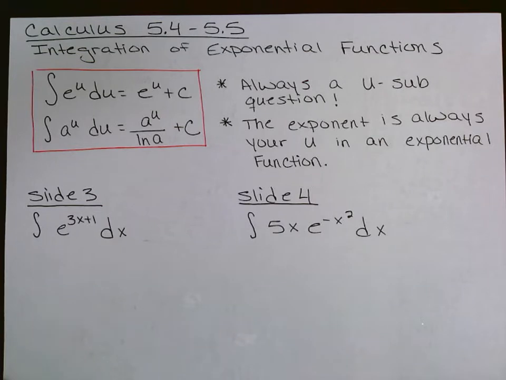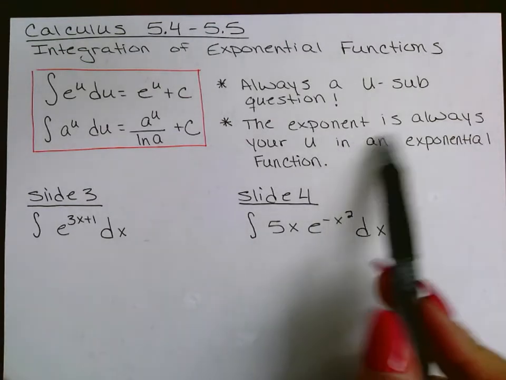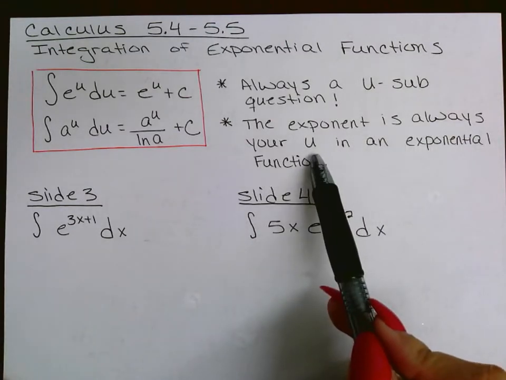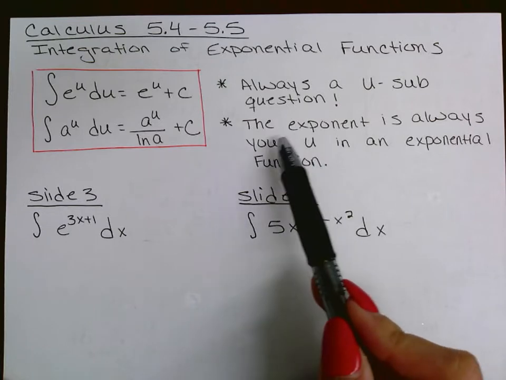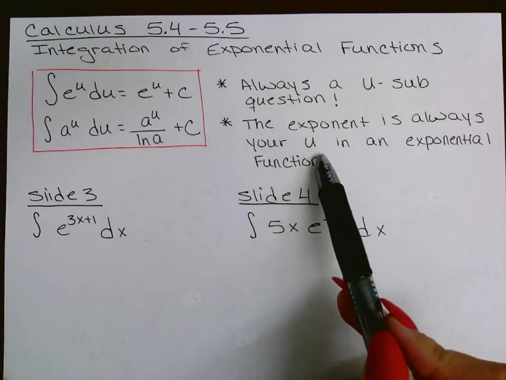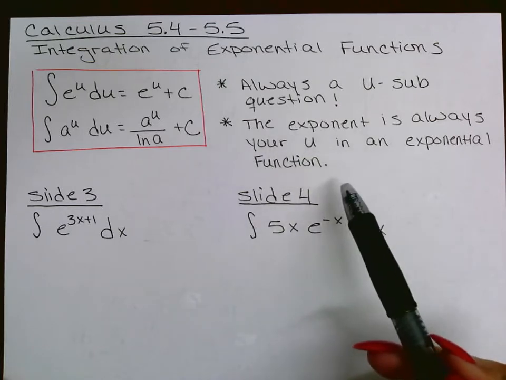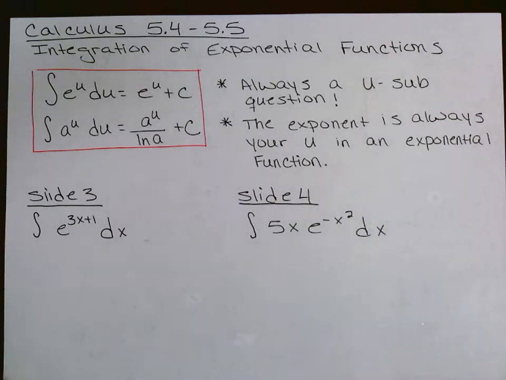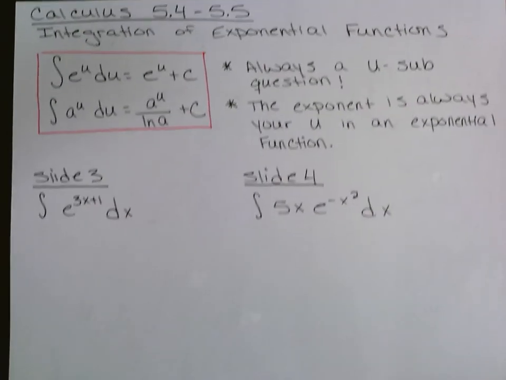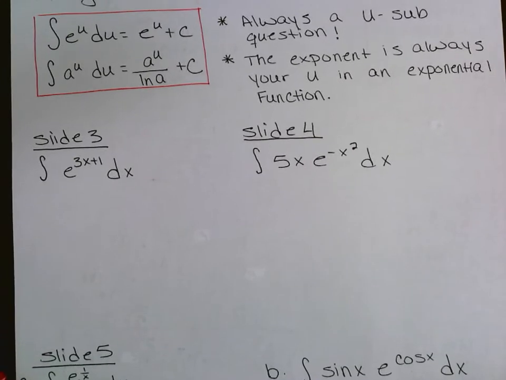So every single one of these questions is going to be a u substitution question, which we learned last chapter. Okay, and for I'd say about 95% of these questions, especially the simpler ones, the exponent is always your u. So if you can use the play on words, the exponent is always the u in an exponential function. Make sense? All right. So let's look at these two examples.